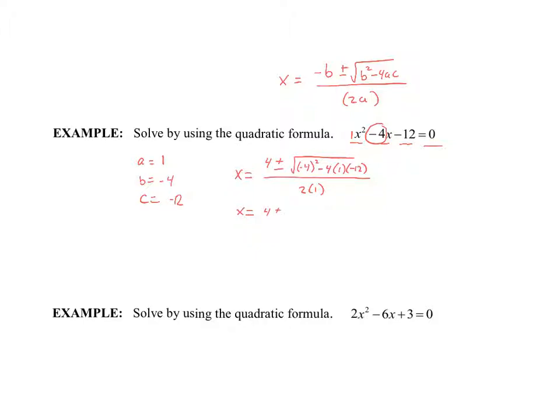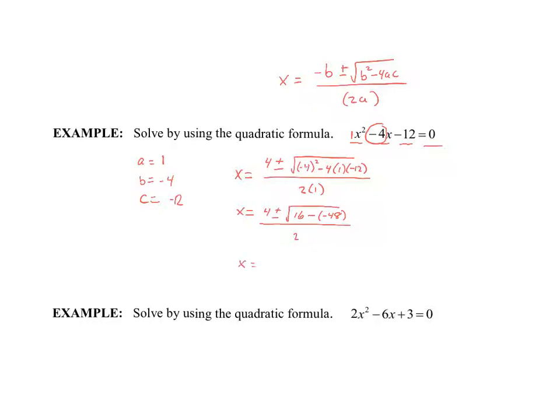So 4 plus or minus, I'm going to start by simplifying the radicand. Remember, that's the number underneath the radical. So (-4) squared means -4 times -4. That's a +16. You can see why it's important to put that -4 inside parentheses. Now, I have minus. When I multiply 4 times 1 times -12, I get a -48. That whole thing, I can also simplify the denominator at this point. That whole thing is over 2 times 1, or 2.